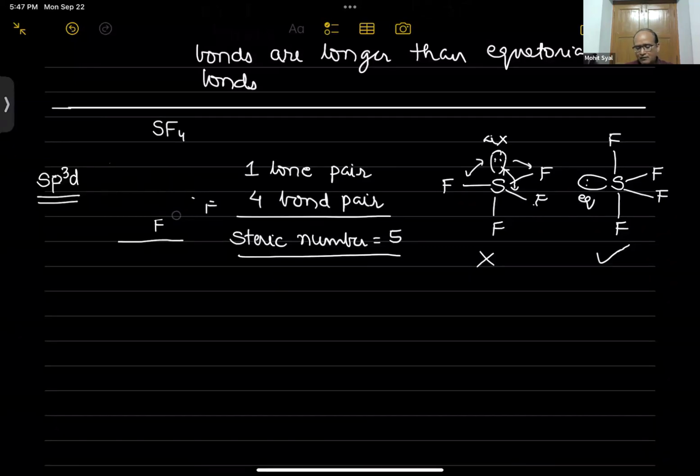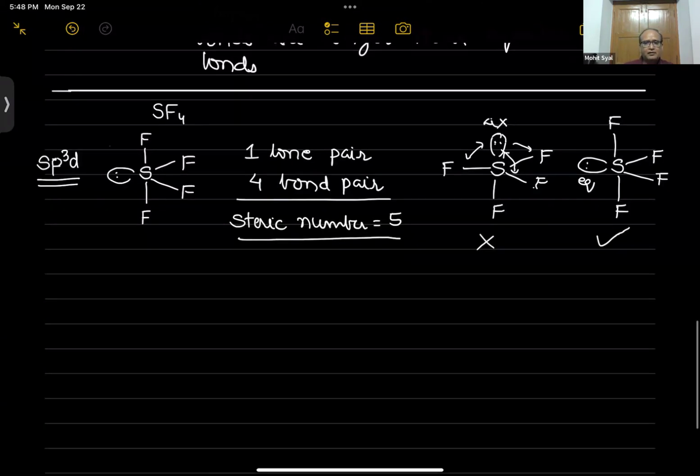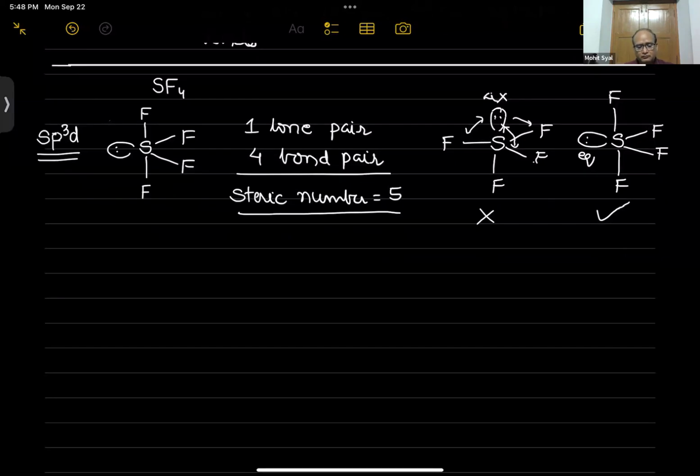I'm going to write it here also. But always start with drawing the Lewis structures. SF4 is there. So what is this shape known as? Is it trigonal bipyramidal? In shape, we will not consider the lone pairs. Got it? So is it trigonal bipyramidal? No.